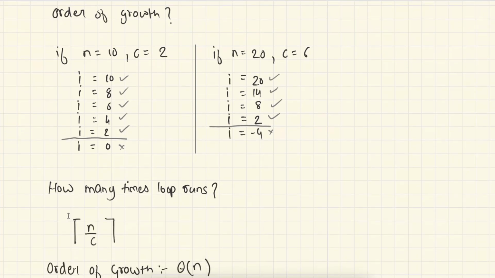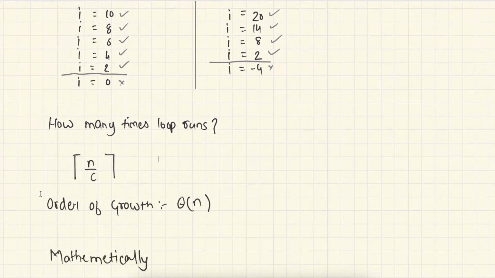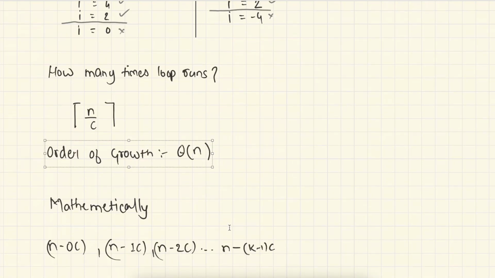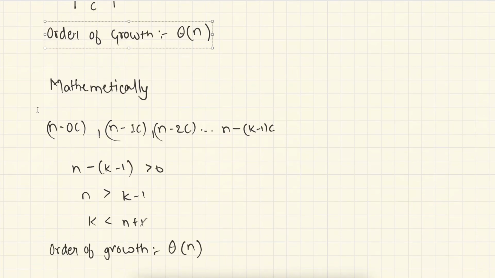So we can say that this loop runs ceiling of n by c times. And in terms of asymptotic notation, we can represent this order of growth as theta of n. This example we can also prove mathematically: we are starting with n and each time we are reducing n by c.